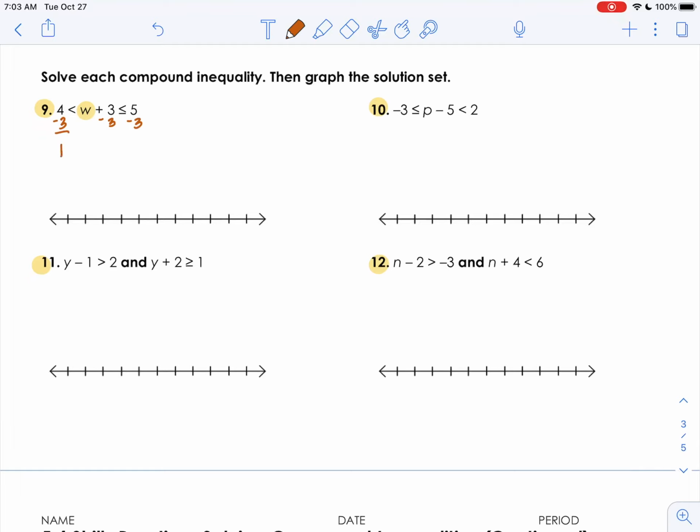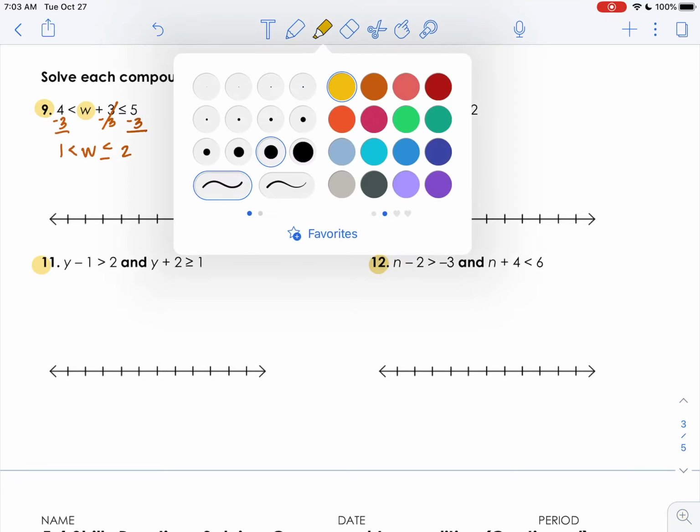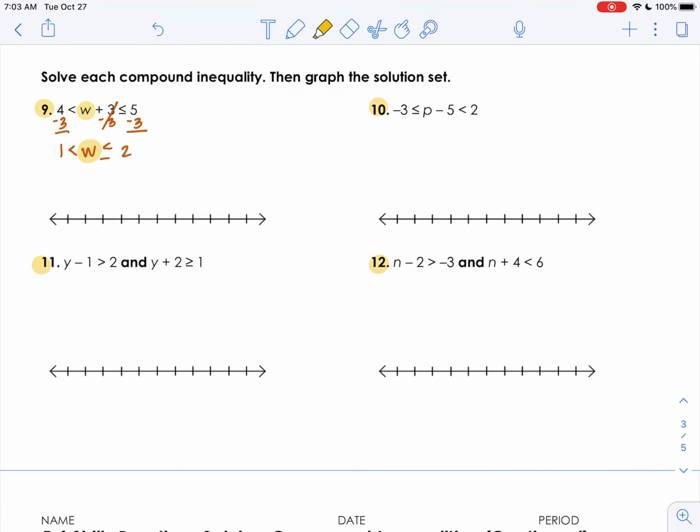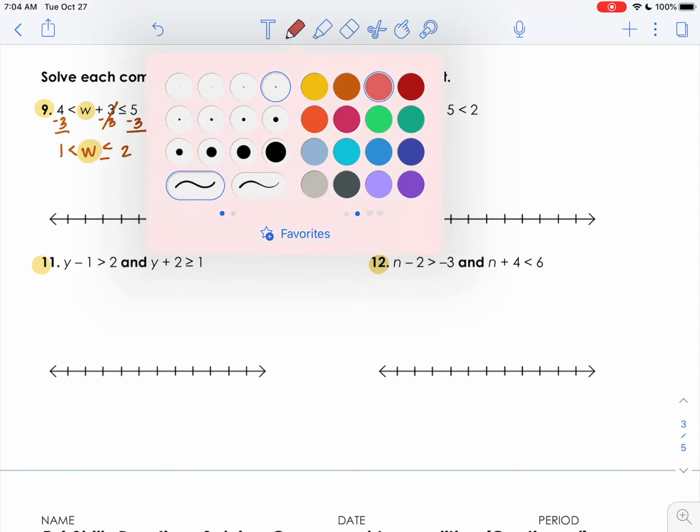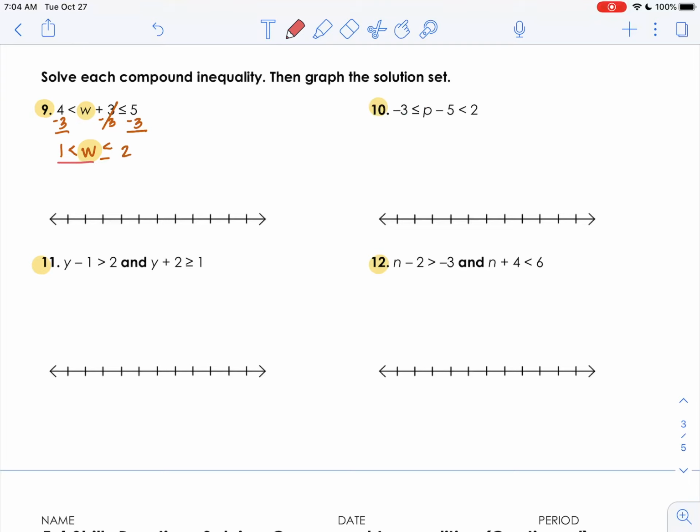4 minus 3 is 1. I drop down my sign. Less than w. 3 minus 3 cancels, giving me 0. So I drop down my next sign, is less than or equal to 5 minus 3 is 2. Now that the w is by itself, I'm finished. So once again, you can think of this as two different inequalities. We can look at the first one. 1 is less than w, and w is less than or equal to 2.